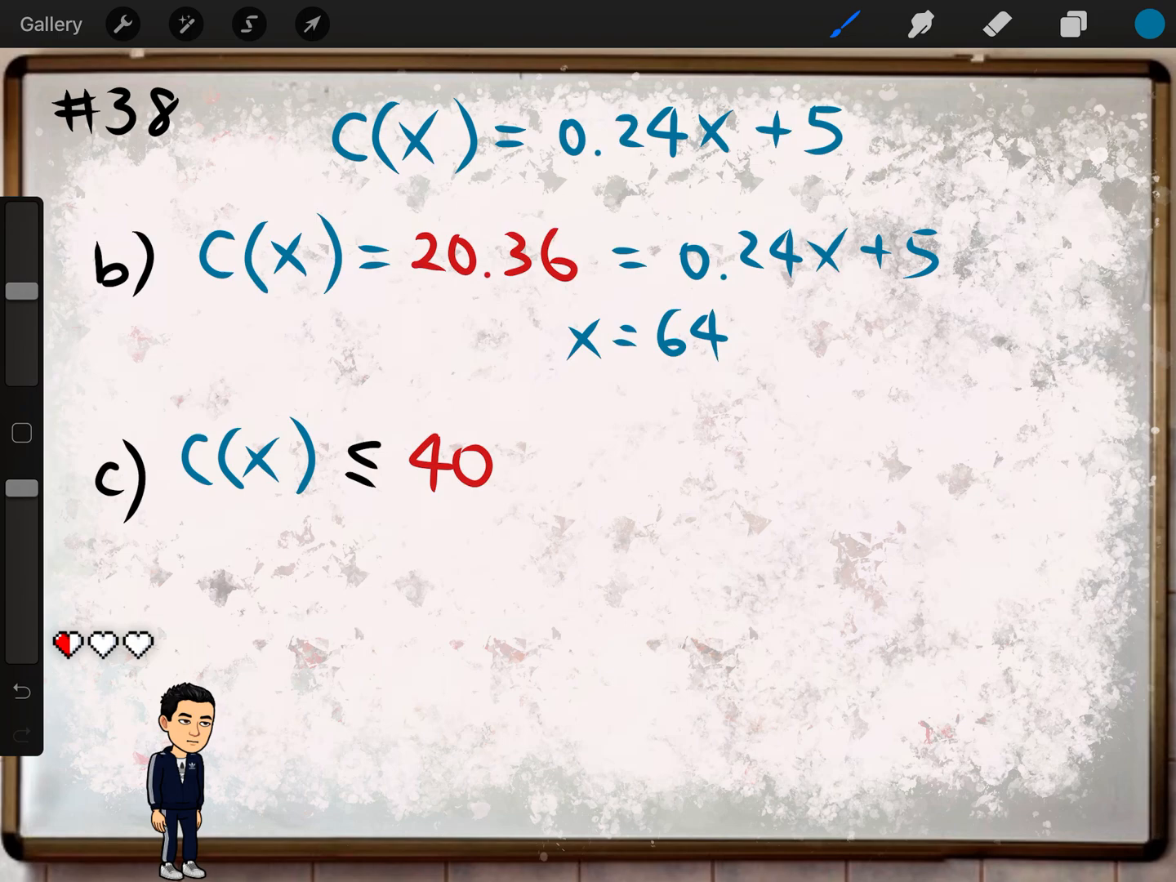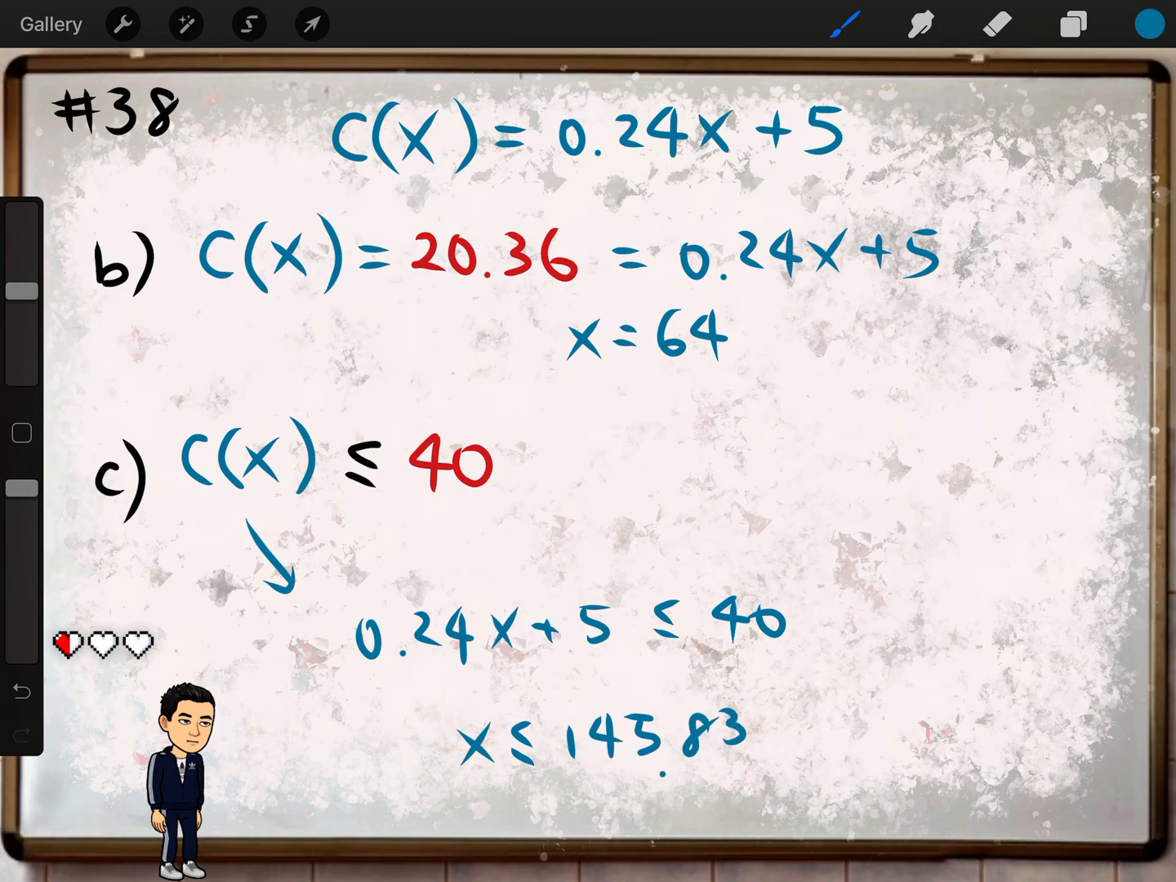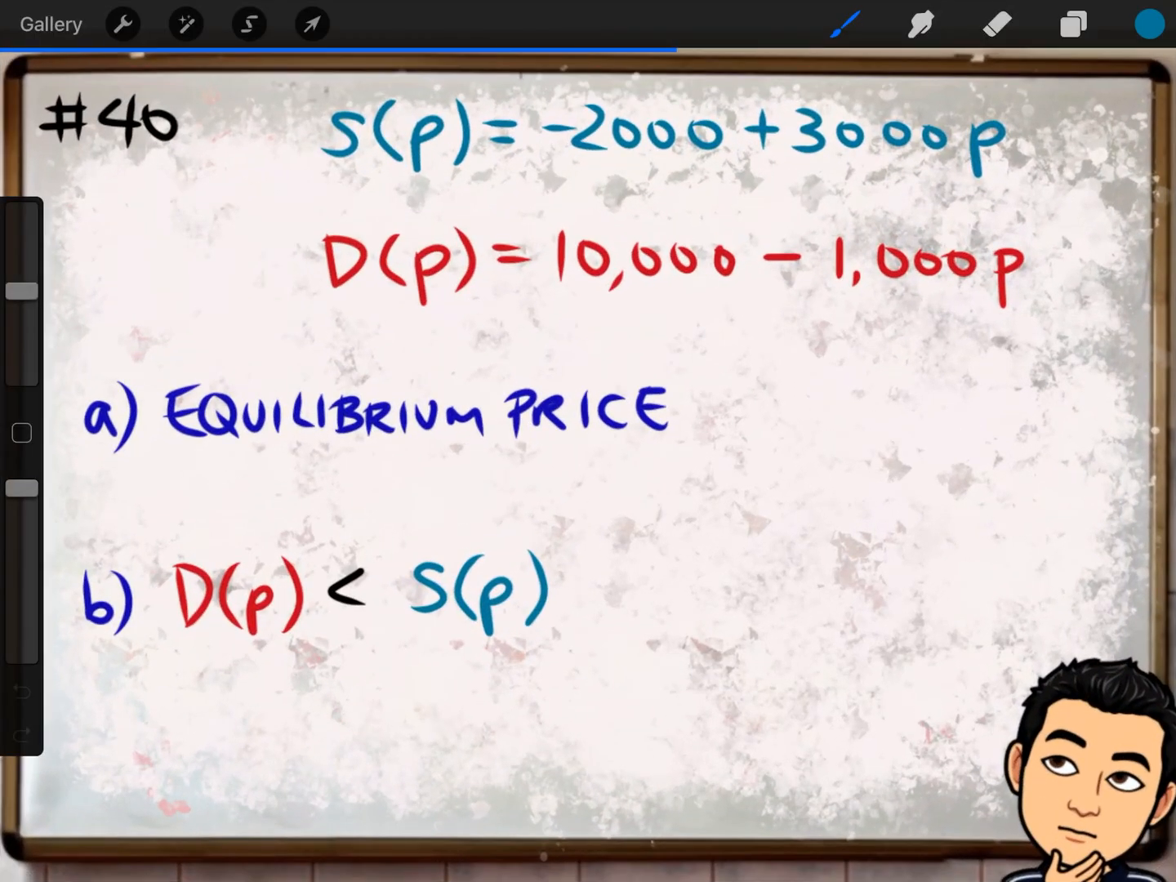Okay, so look at letter C, less than or equal to 40. So you know that C of x is 0.24x plus 5 less than or equal to 40. Go ahead and solve it. You should get x is less than or equal to 145.833.